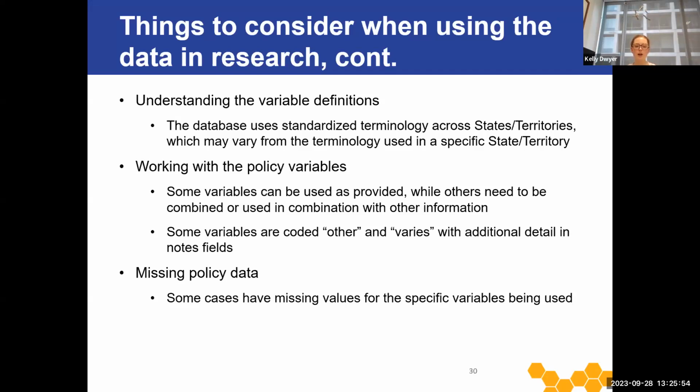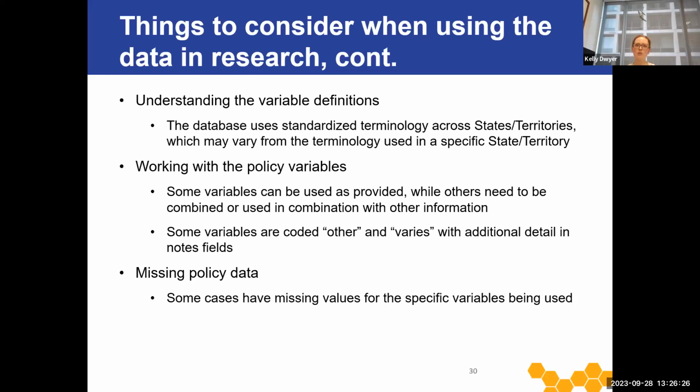Another consideration is how the variables can be used. In many cases, the variables can be used as coded. However, in other cases, they may need to be combined with other variables, such as the copayment amounts variables that need to be combined with variables that explain how the state or territory calculates copayments, as well as the copayment income thresholds variables.